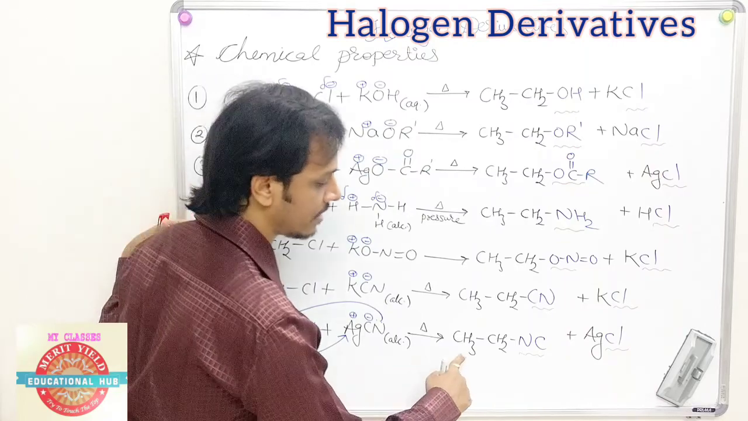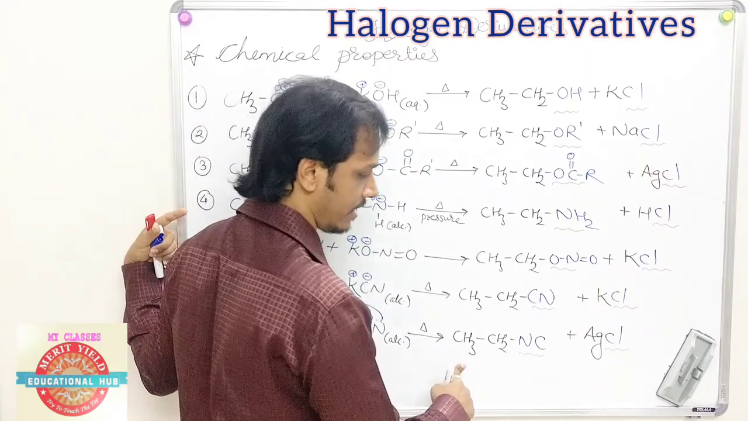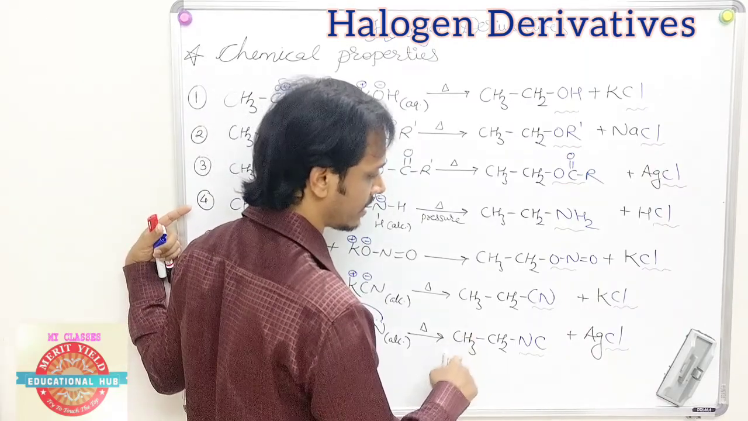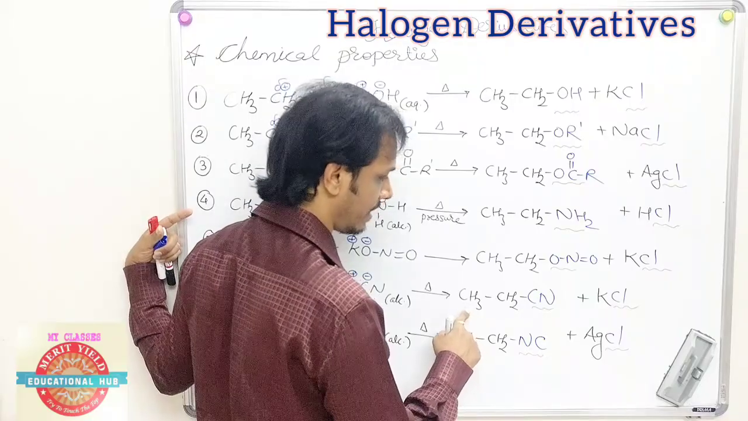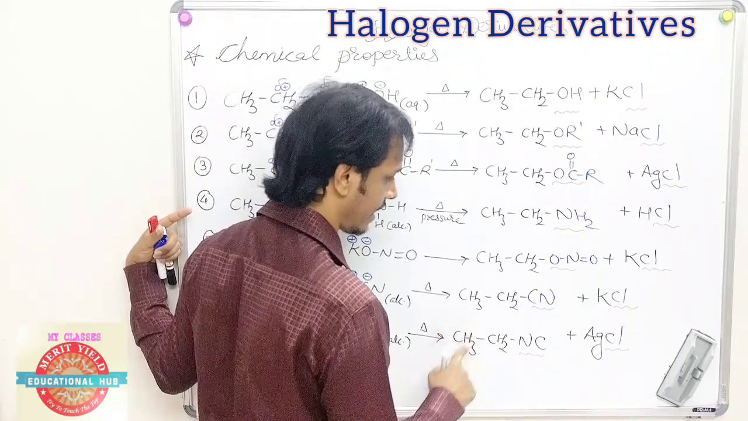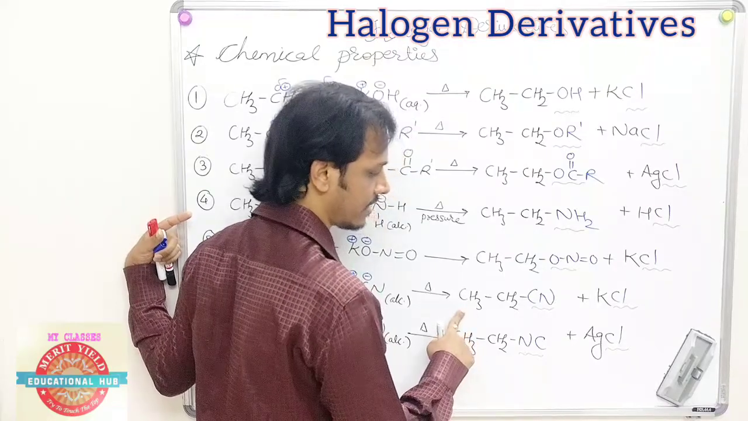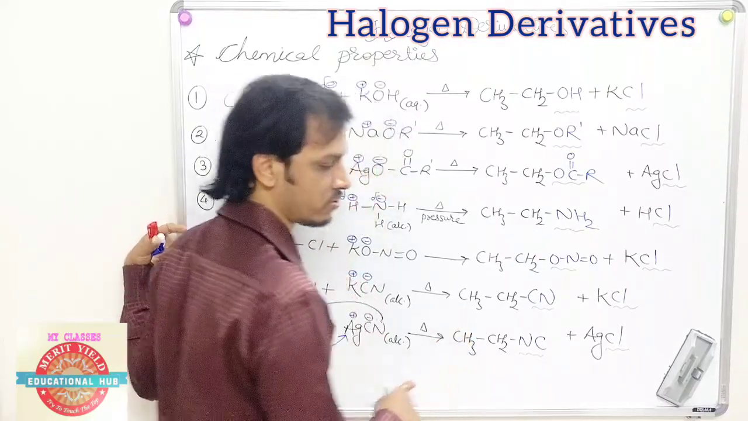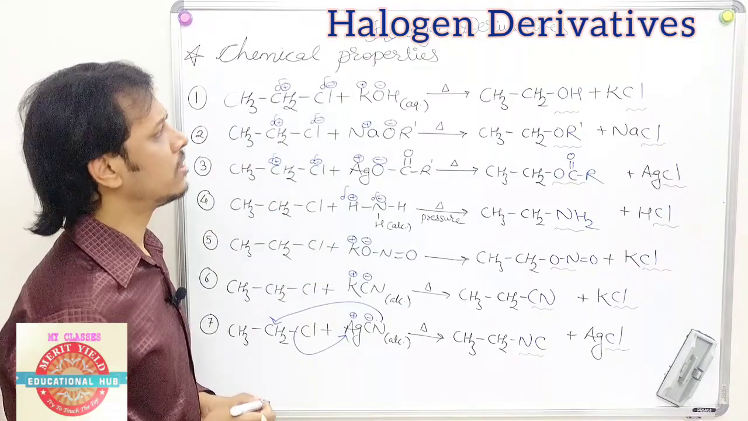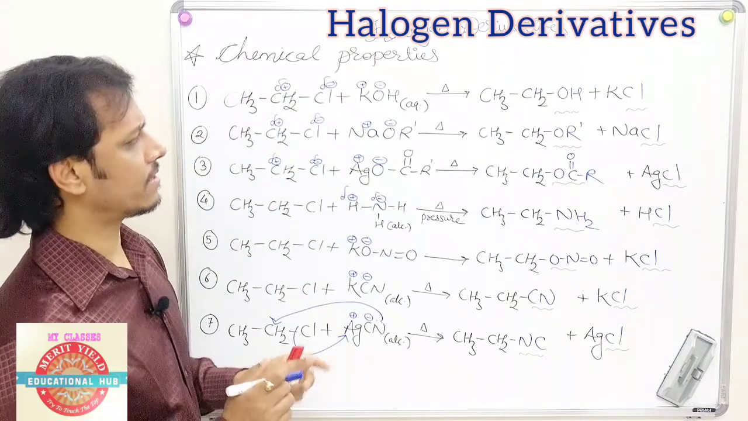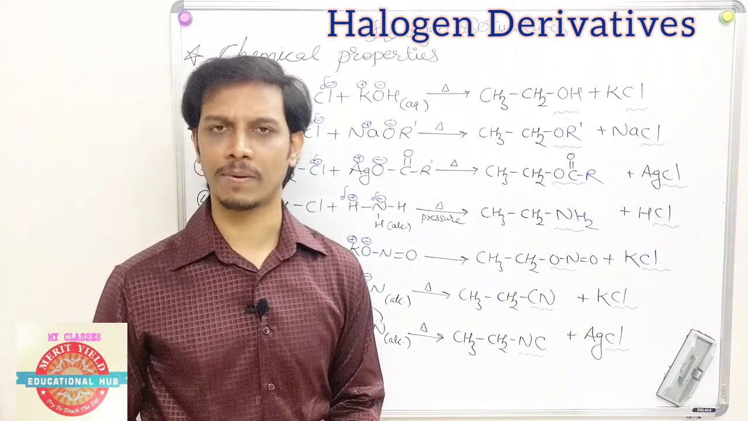So it is called isocyanide. It is called isocyanide. It is called cyanide. So the names are alkyl cyanide and alkyl isocyanide. Here specifically, ethyl cyanide and ethyl isocyanide. So these are the names. So this is just the end of the chemical properties, that's all.